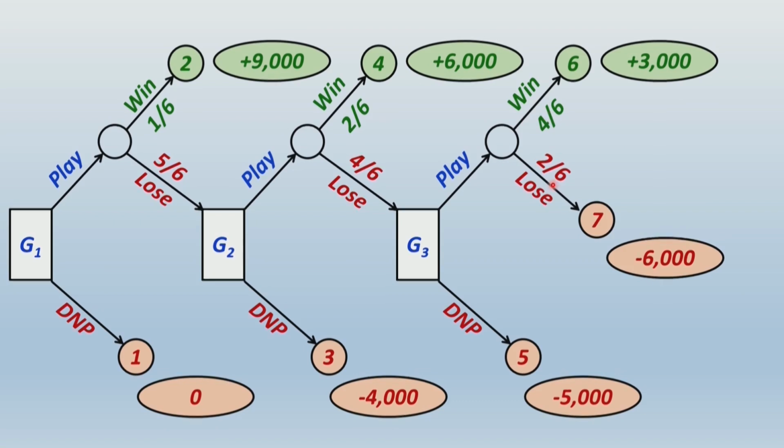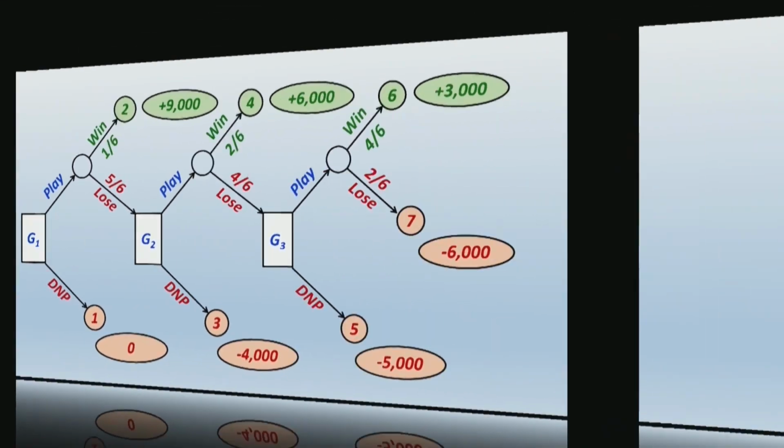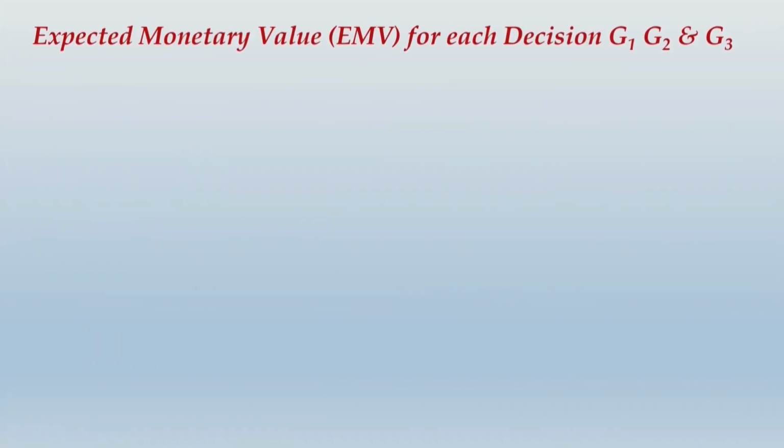So you know what you have to do for computing EMV in this case. 3,000 into its respective probability, that is 4/6, and minus 6,000 into its respective probability, that is 2/6. The final value that you get will be the EMV for the decision of play. For the decision of not playing, the EMV is already defined as minus 5,000. So what you should do, you should first write up a working note heading as expected monetary value or EMV for each decision G1, G2 and G3.